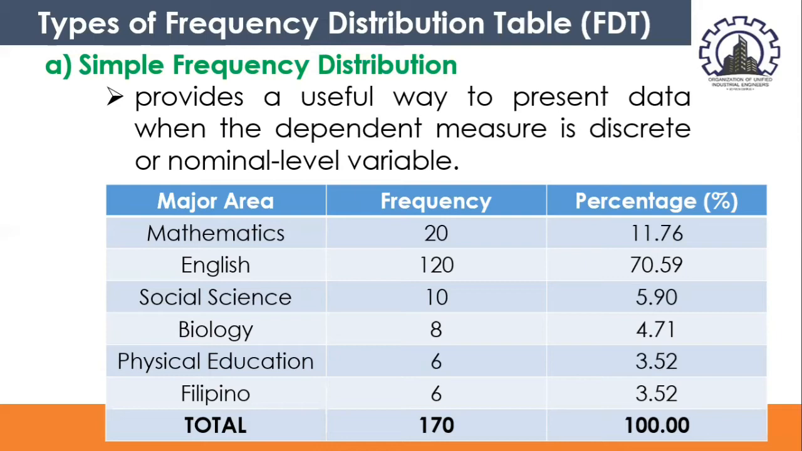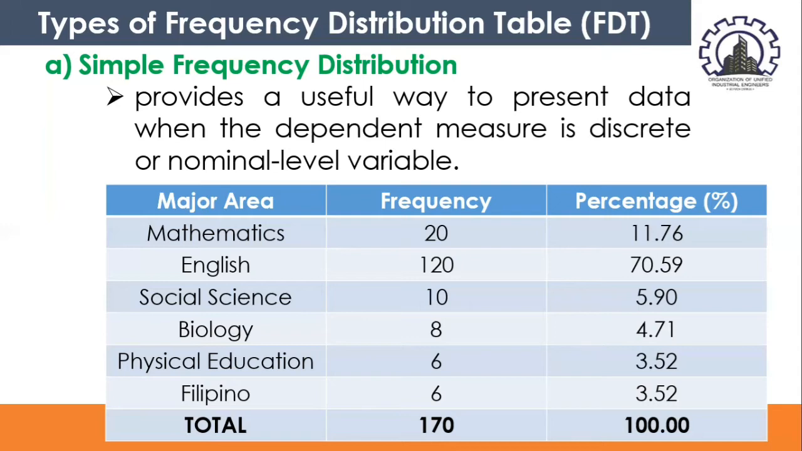In our first column, we have the major areas: mathematics, English, social science, biology, physical education, and Filipino. In our second column, we have the frequency or the count. And in the final column, we have the percentage. As you can see in our sample tabulation, each major area has its designated number of students. So for mathematics, you have 20. For English, you have 120.